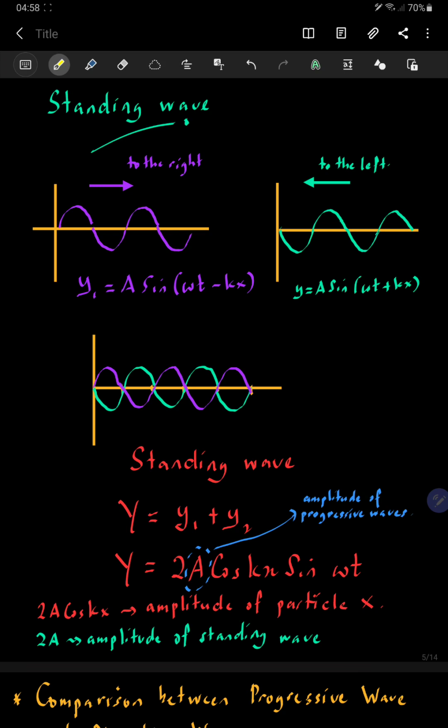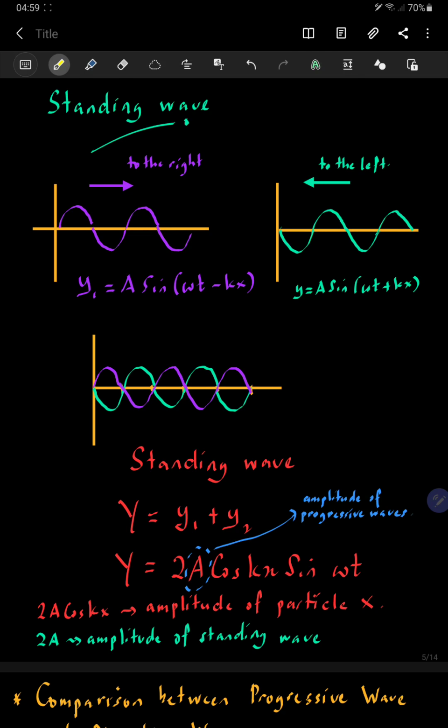According to the situation, by having two different waves, y1 and y2, they superpose or overlap each other, producing the standing wave. The symbol is capital Y here. Capital Y represents the standing wave, equal to y1 plus y2. Mathematically, by having these two equations, we total them up, giving you 2a cos kx sine omega t, using trigonometry.